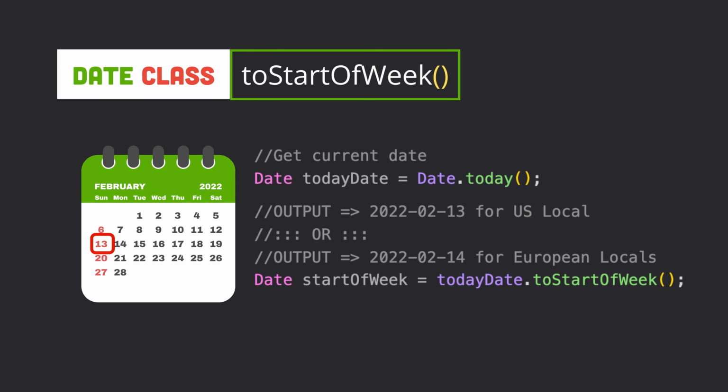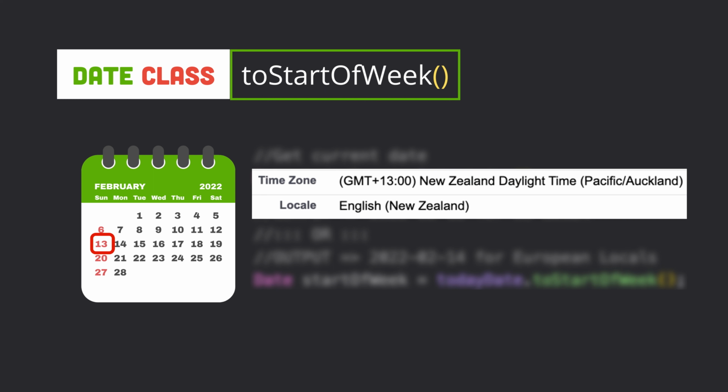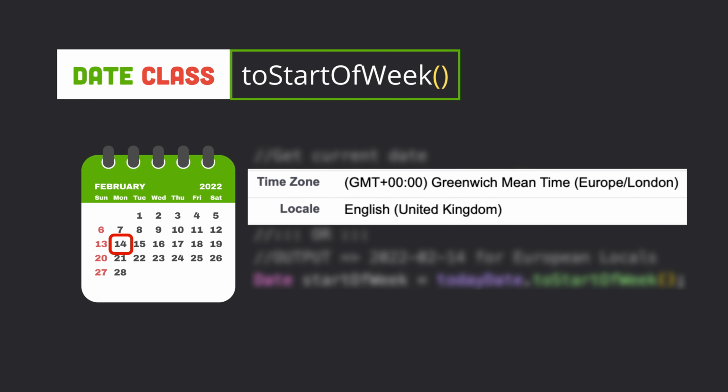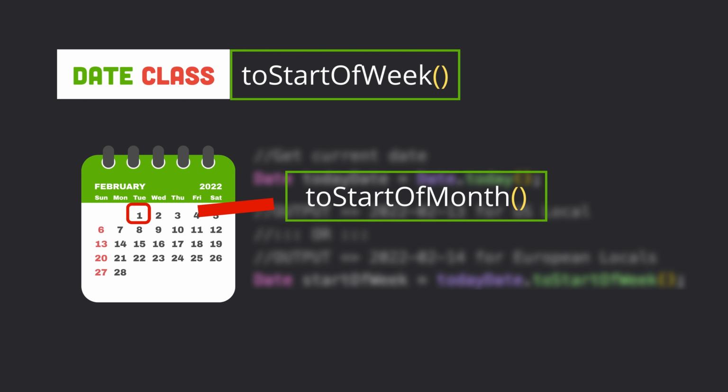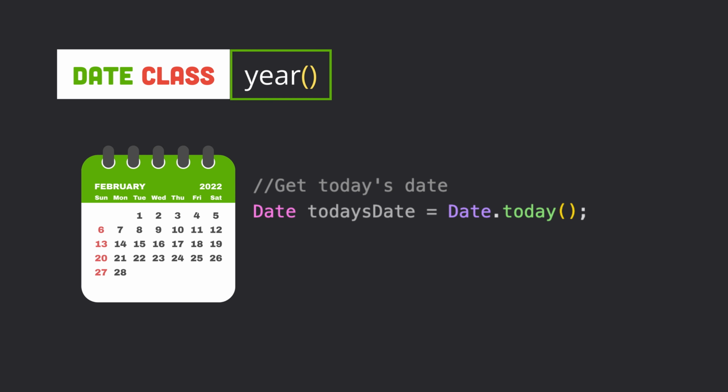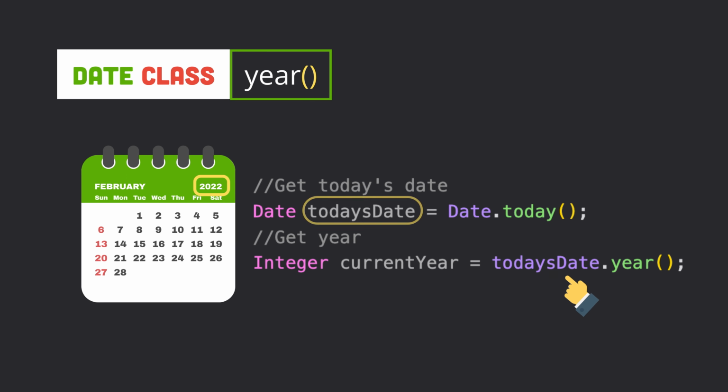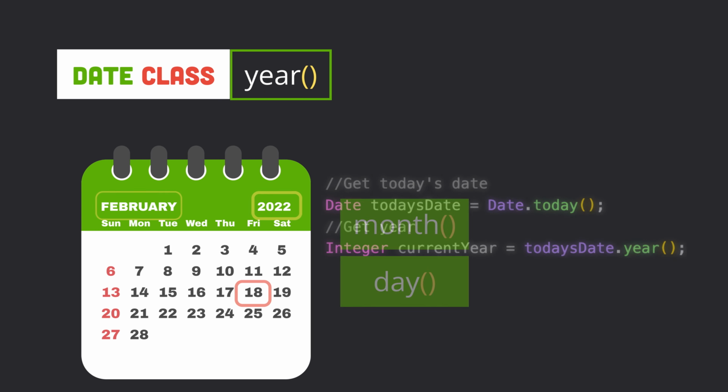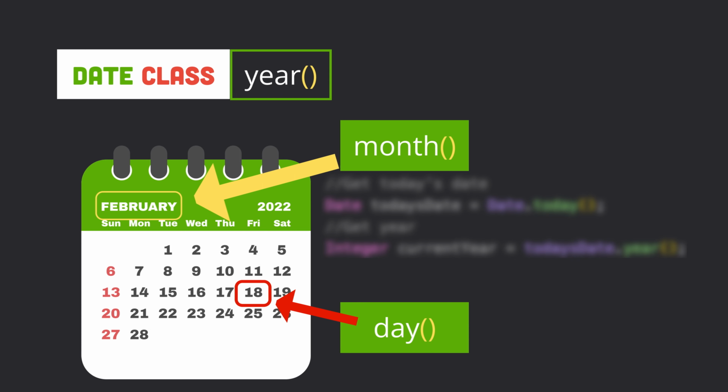However, the date returned depends on the user's locale settings within Salesforce. For US locales, a week starts from Sunday, while for the European locales, it starts from Monday. Additionally, we can get the start date of the month using the toStartOfMonth method of the date class. An instance of a date usually contains a year, a month, and a day. To get the year, we use the year method on the date variable. Likewise, we can use the month and day methods to get the respective component.